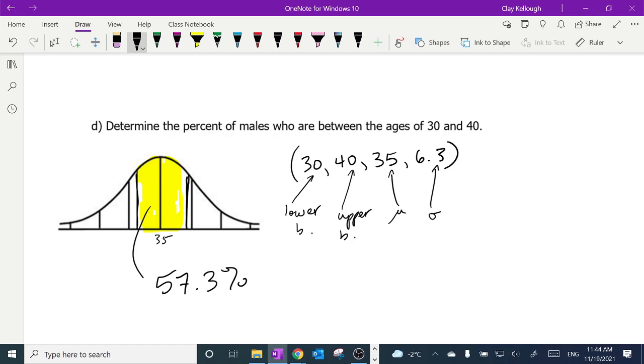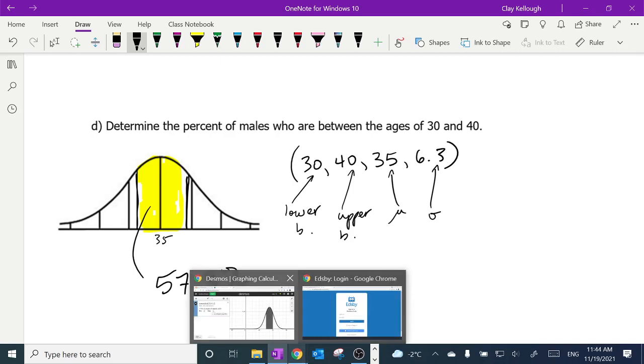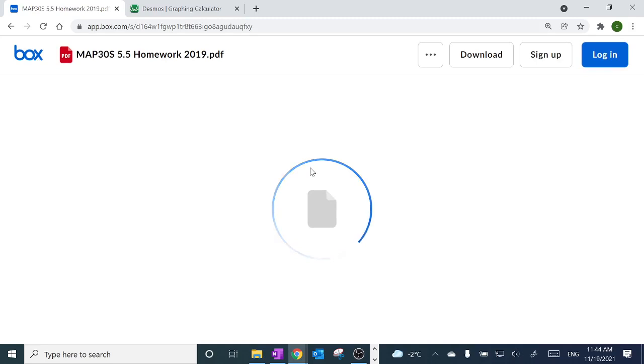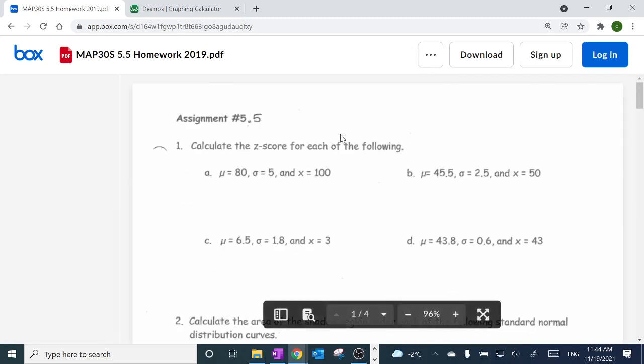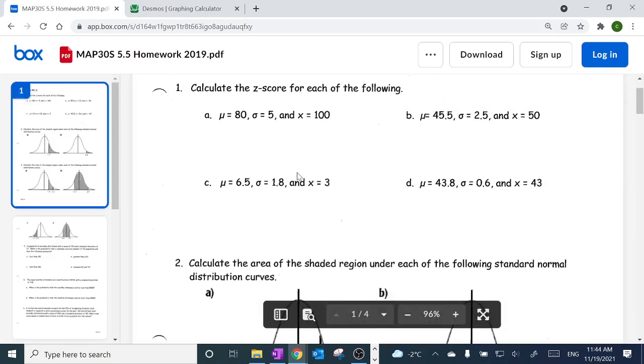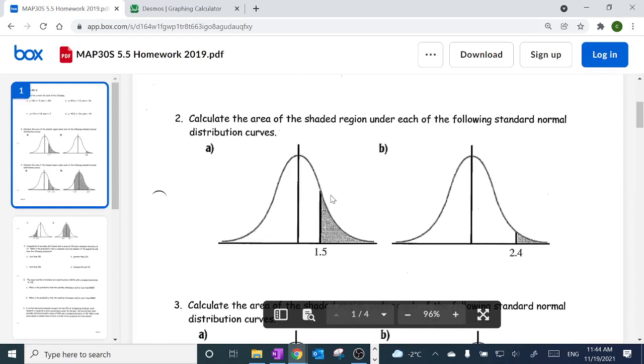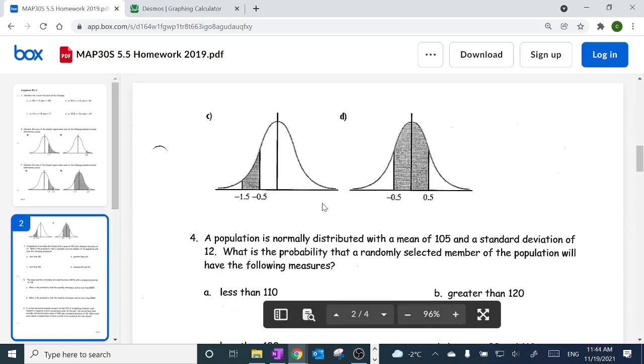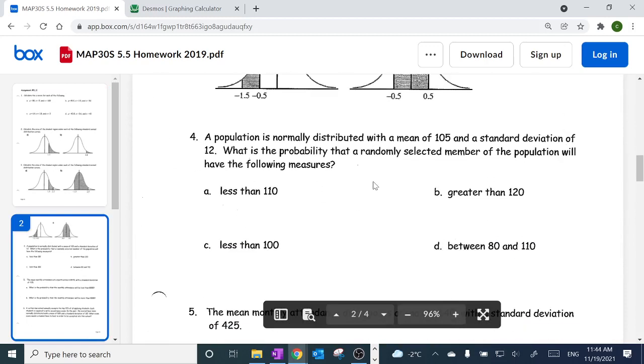Okay, I handed out a couple of things yesterday. So what you're going to do is you're going to work on them. Let me go to the blog. I have the blog open someplace. There we go. So yesterday I handed out a 5.5 assignment. Now you can't do them all yet because we haven't learned how to do the backward stuff. But you can definitely do number 1. It's just calculating z-scores. You can do number 2. It's just like the one we just did. You can do number 3. You can do number 4.